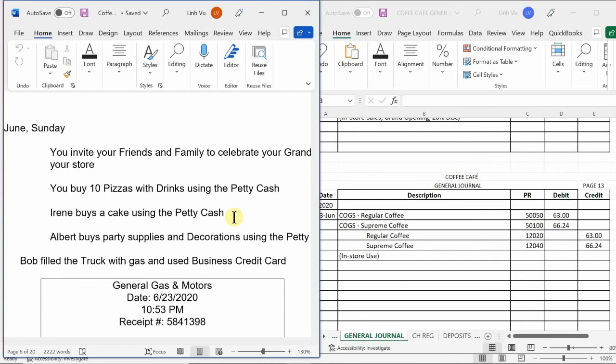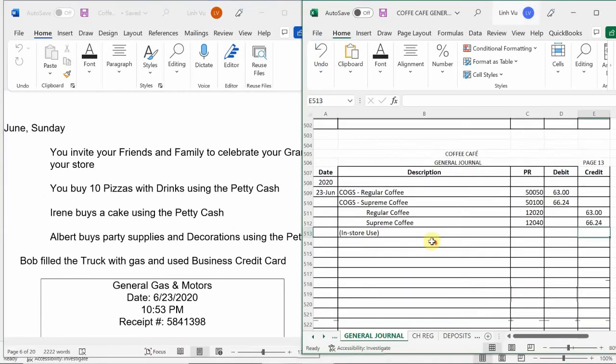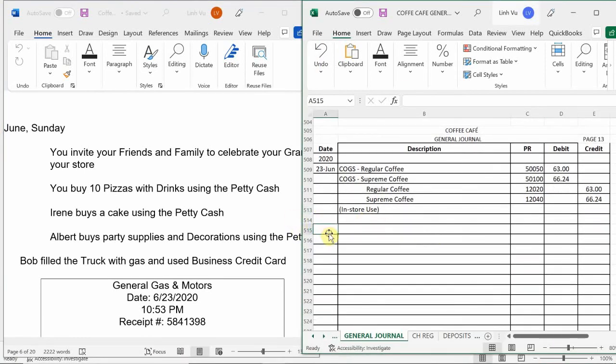How do I record the use of the petty cash? Okay. It's gonna be checking. No, no, not checking. Okay, it's gonna be petty cash. So remember the rule here is how do you replenish the petty cash drawer?